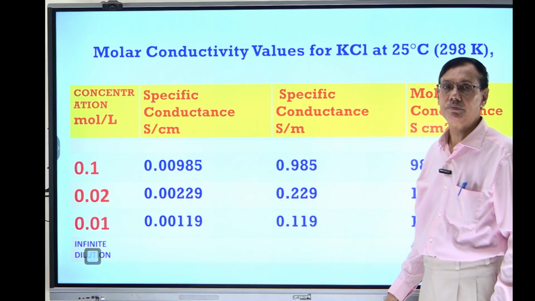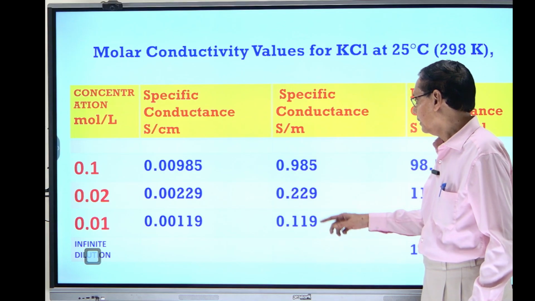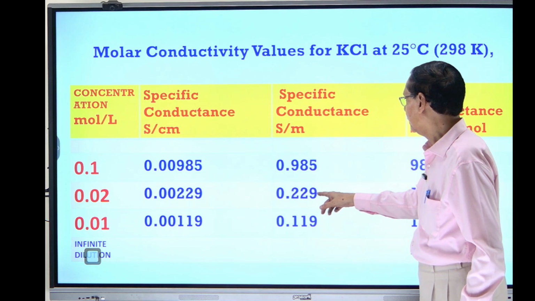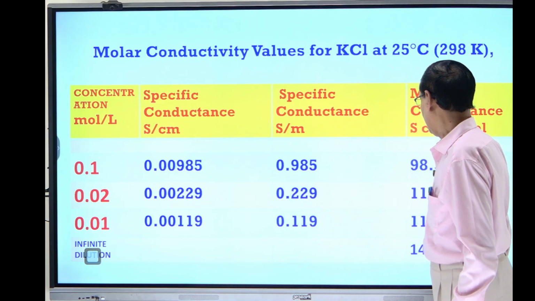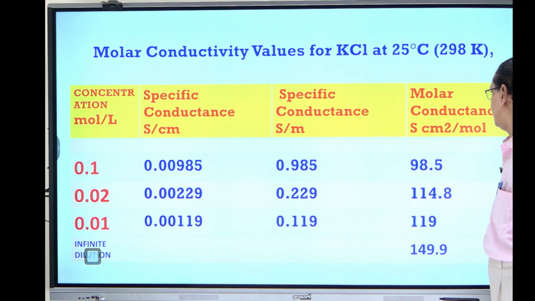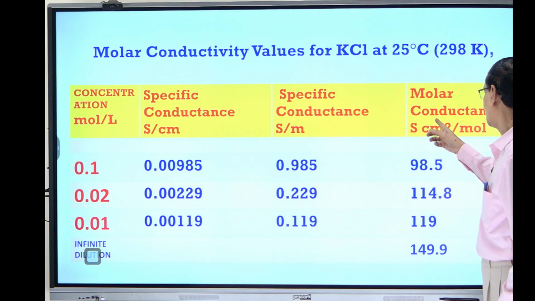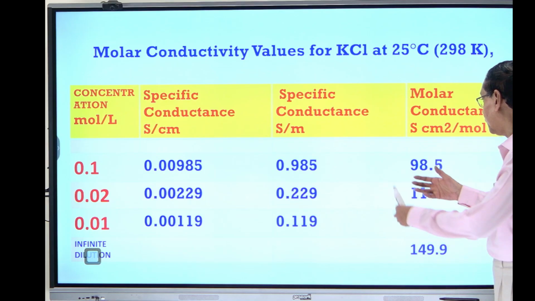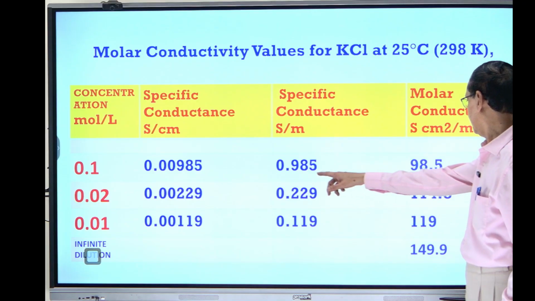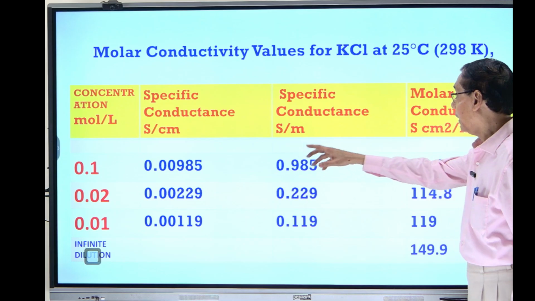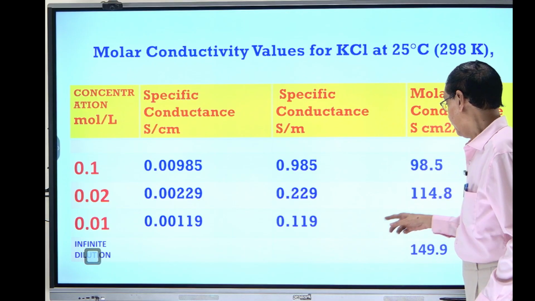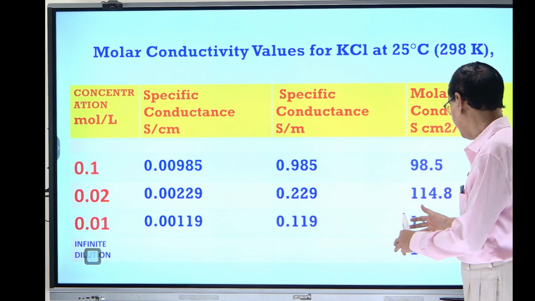0.985. फिर 0.00229. अब देखिए फिर मैंने यहां पे लिखा मोलर कंडक्टेंस, यूनिट is different, सीमेंस सेंटीमीटर स्क्वायर, ये स्क्वायर होना चाहिए, per mole. Now you see the difference. Here it is 0.00985. Here it is 98.5. Second, it is 114, 190.